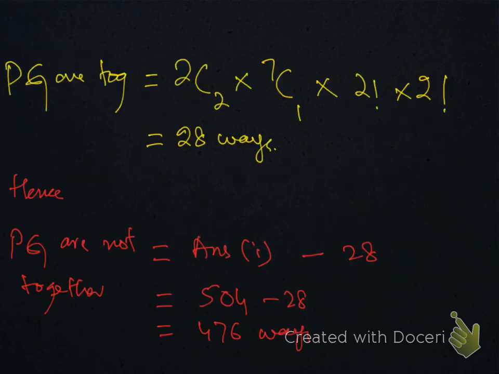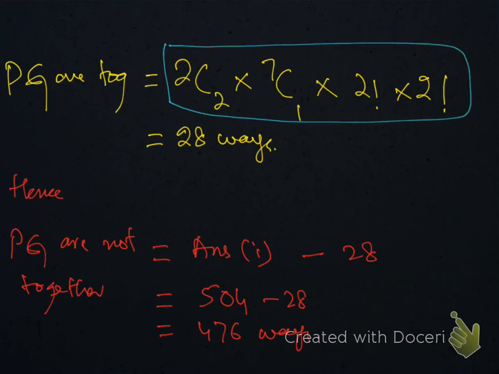Hence this is the way to select pink and green and arrange them together. So there are 28 ways in which P and G are together. Hence, for P and G not together, use total minus together. This is the total answer of part 1, and this is together. So there are 476 ways in which P and G are not together.